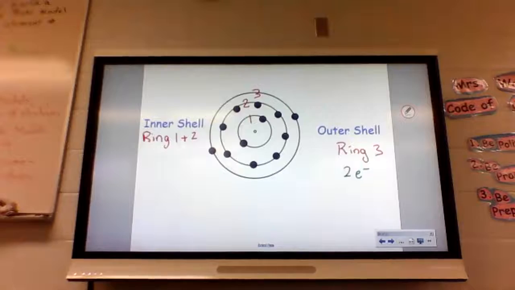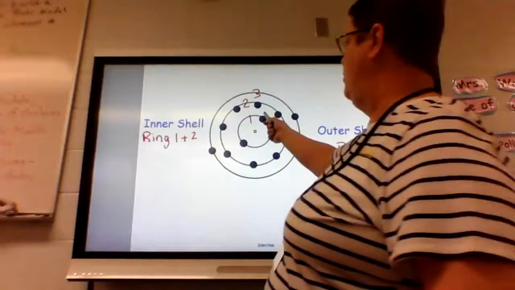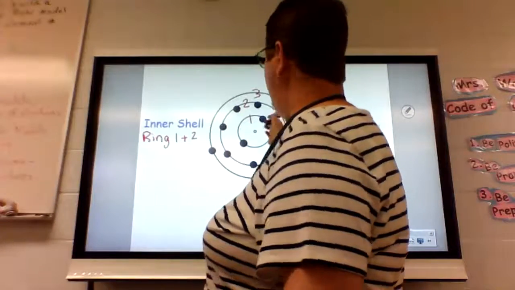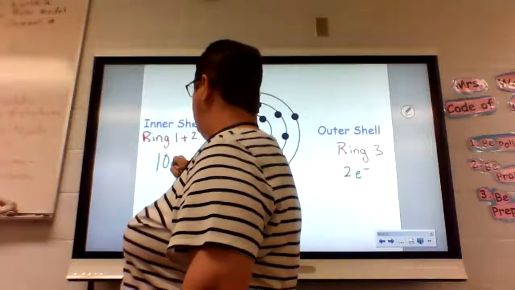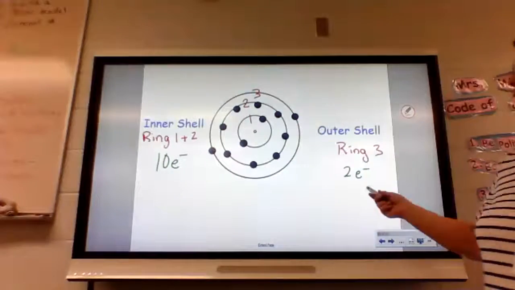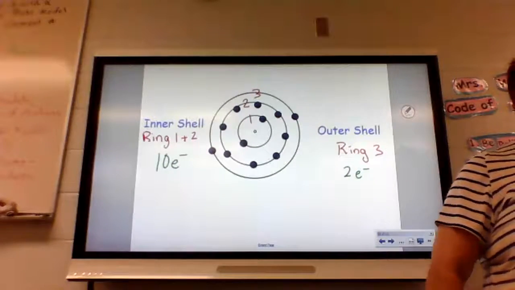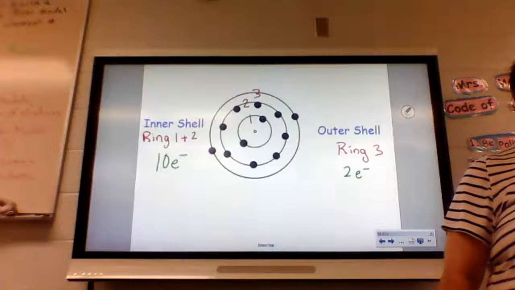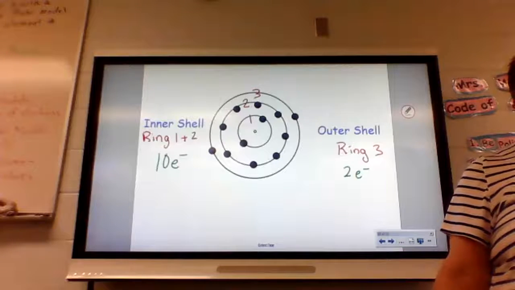So, how many electrons are on the inner shell? 8, 10. All right, so we got 2 on the first ring, and then 8 on the second ring, so I hear 10 electrons. Is everybody good with 2 on the outer ring and 8 on the inner ring? Yes? Okay, so everybody feels comfortable with finding the inner and outer shell electrons.